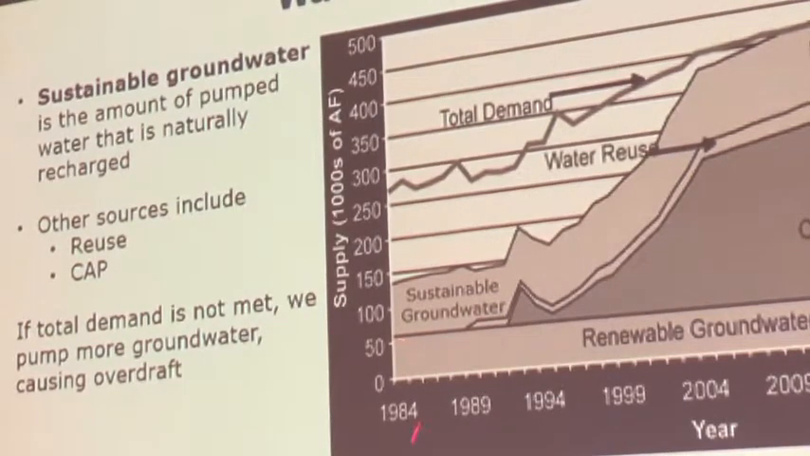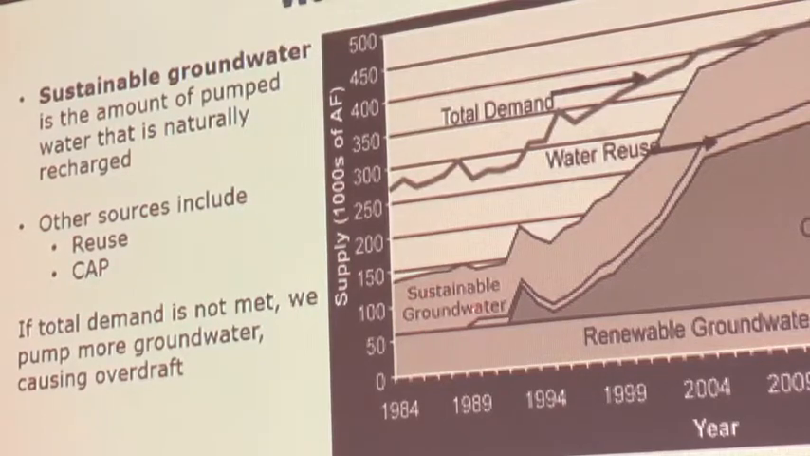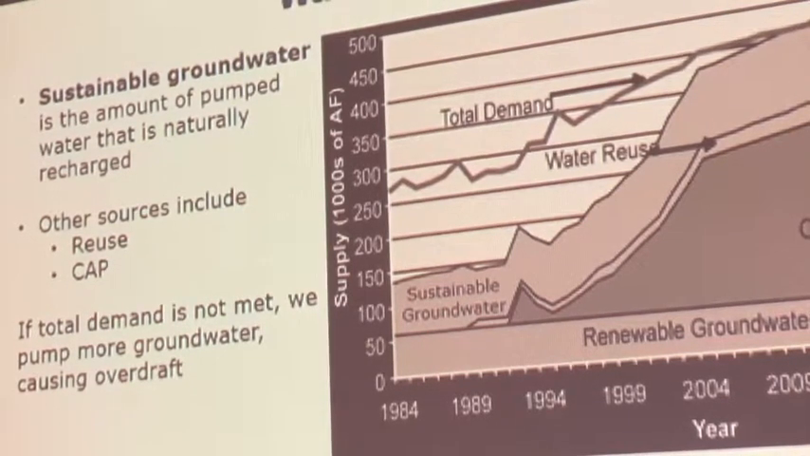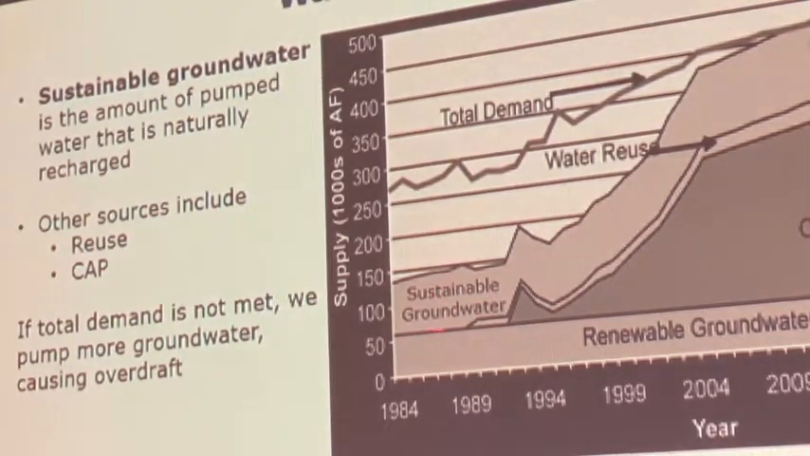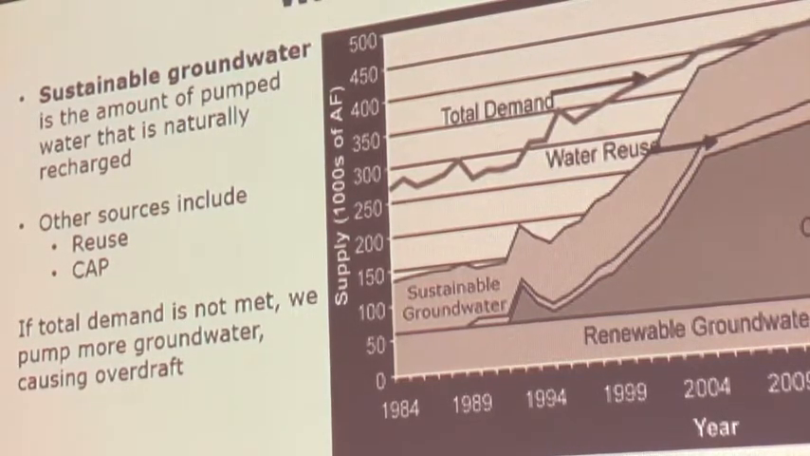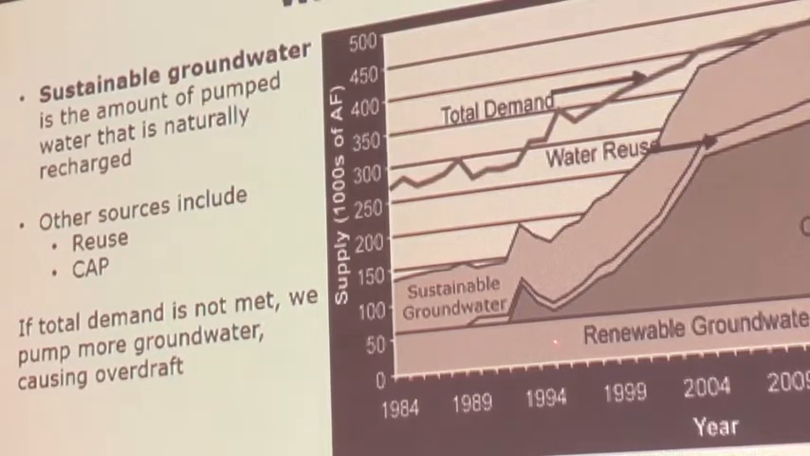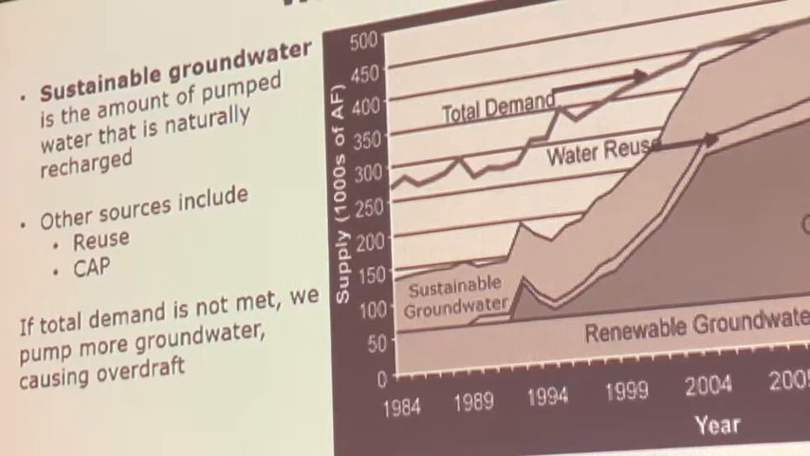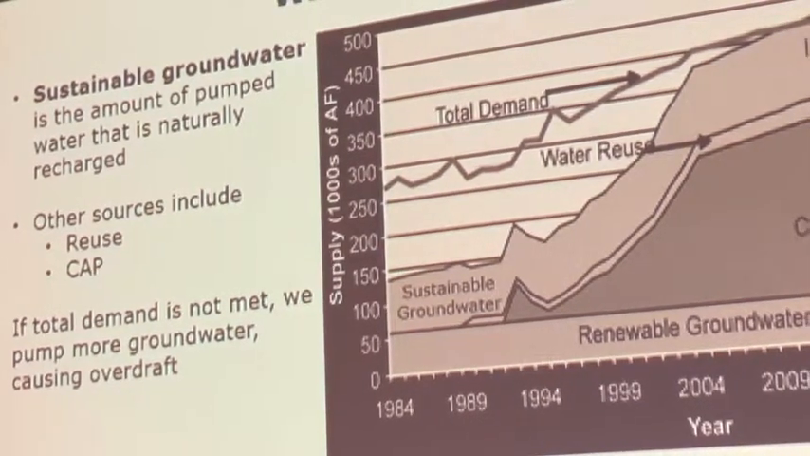I'm going to take your attention to this right here. And this is sustainable groundwater. This is renewable groundwater, all of this. So sustainable groundwater would be the amount of water that you can pull out that is actually recharged by the surface water. So it's no more than would be recharged. So in this case, as we grow, the demand grows up here. This is the demand curve.